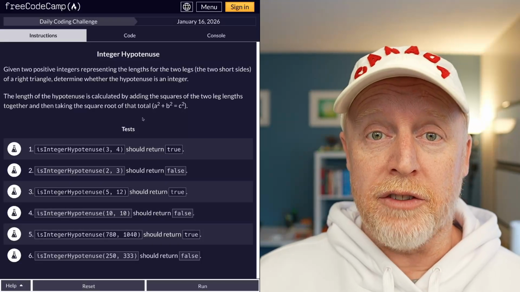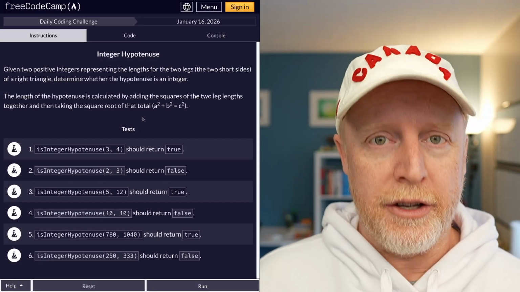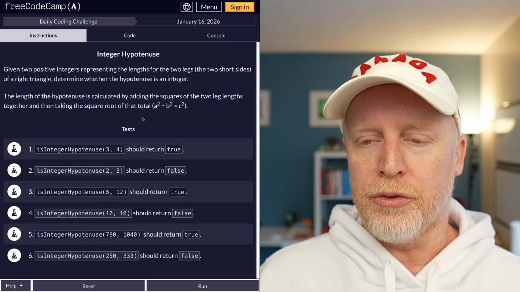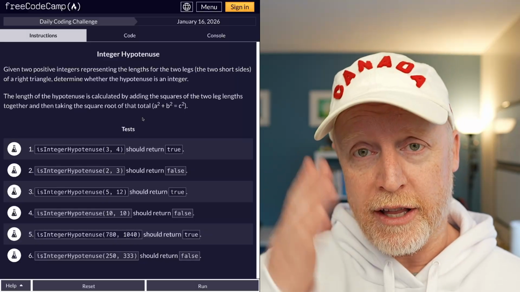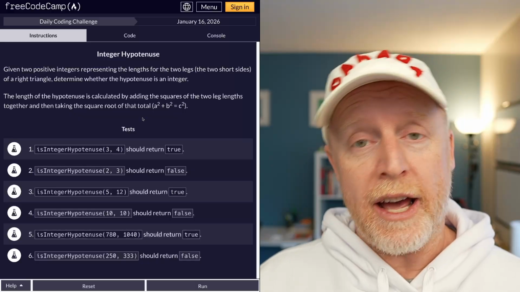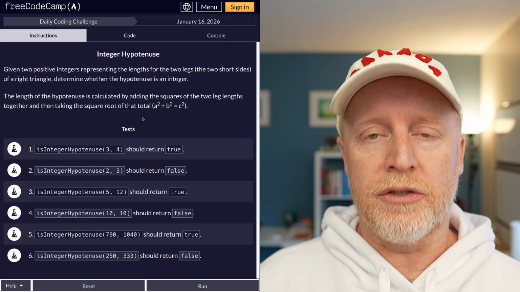Hello team, today's challenge, the integer hypotenuse challenge. The hypotenuse being the long side of a right angle triangle, right? We calculate the two sides, get the square root of that, and we get the hypotenuse, the long side of the triangle.